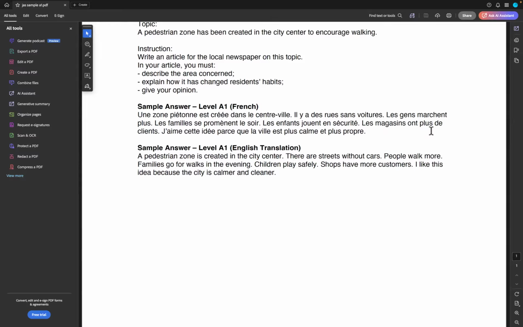Les magasins ont plus de clients. Shops have more customers. J'aime cette idée. I like this idea because la ville est plus calme et plus propre. The city is calmer and cleaner. So this is level A1.